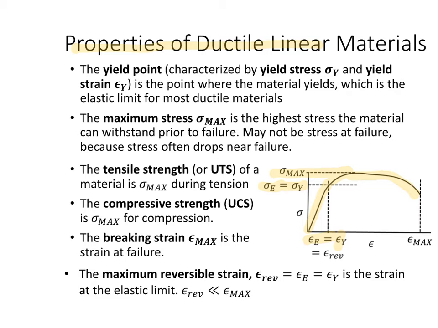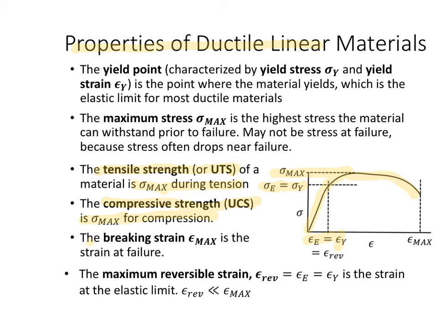This happens, if for no other reason, because the material, as it stretches in the direction it's being pulled, gets narrower in the cross-sectional geometry. And as the cross-sectional geometry shrinks, even if the stress were to remain the same, the decreasing geometry causes a decreasing stress. When we measure the maximum stress during tension, we refer to that as the tensile strength or ultimate tensile stress, whereas the maximum stress measured during compression is referred to as the compressive strength or ultimate compressive stress.